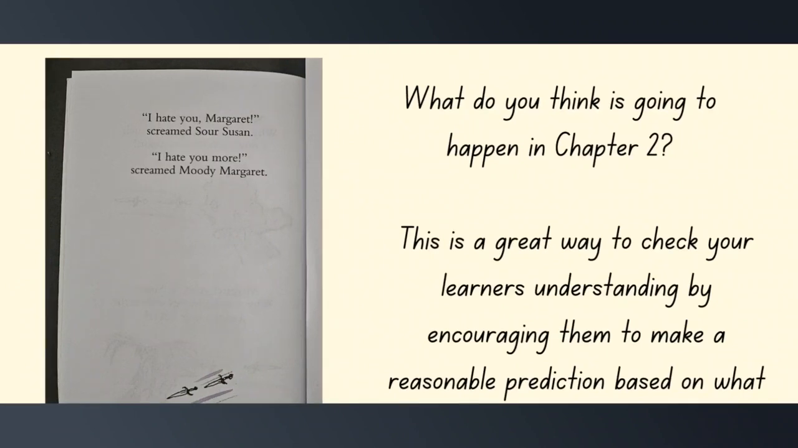Now, going back to the idea of prediction, we've got to the end of chapter 1, so I want your learner to think, what do you think is going to happen in chapter 2? This is a great way to check your learner's understanding by encouraging them again to make that reasonable prediction based on what has happened so far. So you could even go through the book, you could watch the first video again and think, what is happening in this story? So what's happened so far? What happened first, then what happened, and finally what happened in chapter 1, and using that information to make that prediction.